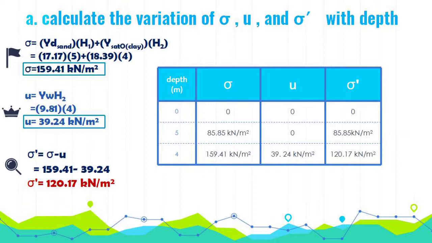Next is calculating the effective stress at the bottom of the clay layer using the equation sigma prime is equal to sigma minus u. Substituting all the values, we have the value of the effective stress to be 120.17 kilonewtons per square meter. And the variation of sigma, u, and sigma prime is shown in the table.